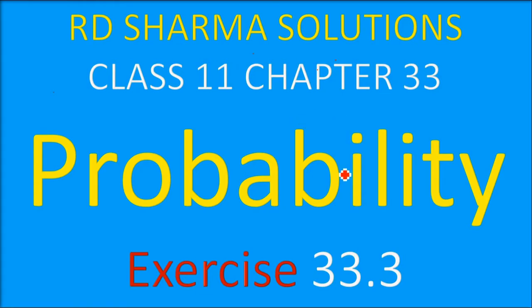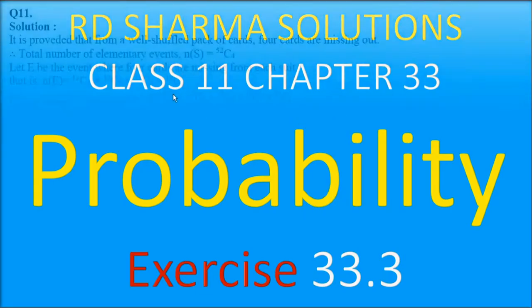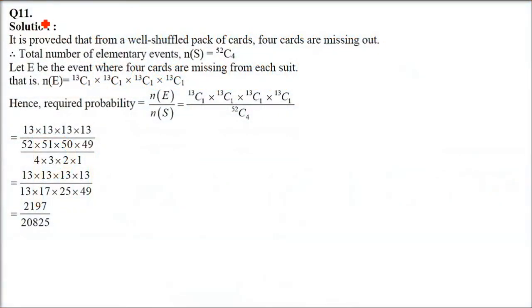This is Aadi Sharma. We are talking about class 11, chapter 33, Probability, exercise 33.3. Now, question number 11 here.